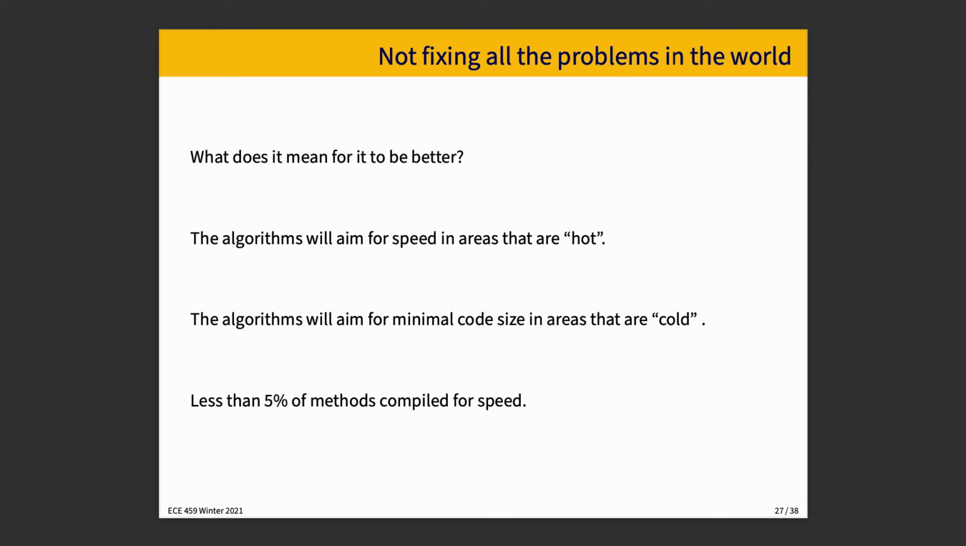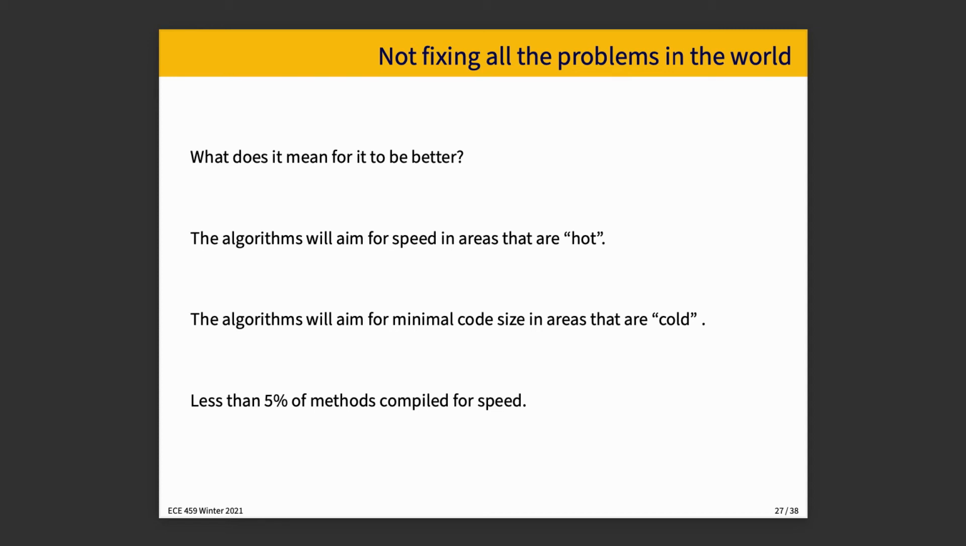Okay, what does it mean actually for it to be better? We've looked at an example about how to predict branches, and obviously we can imagine that predicting correctly is faster than predicting incorrectly. But there are also other things we could do in terms of compilation that have to do with what choices the compiler will make. The compiler will take the data that it has and aim for speed in areas that are hot, that is to say ones that execute a lot, performance critical, or common scenarios, and will alternatively aim to minimize the size of the code that's generated in areas that are cold, that is to say not used very often.